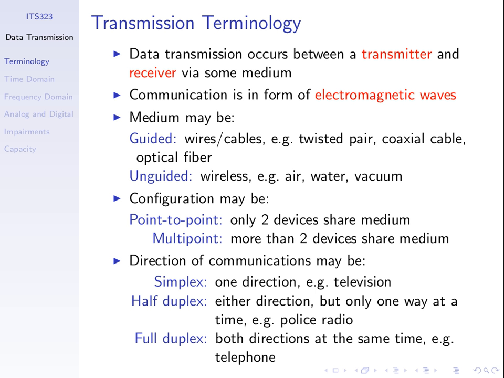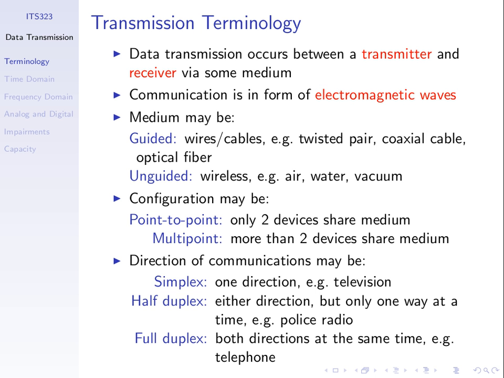Direction of communications is another way to classify different types of medium or communications. We can have simplex, half duplex, or full duplex. Simplex, we can transmit in one direction only. I can transmit from my transmitter to the receiver. The receiver cannot send signals back. TV is the example there. The TV station or the satellite transmits to your TV. Your TV does not send anything back to the satellite. It's simplex communications, one way.